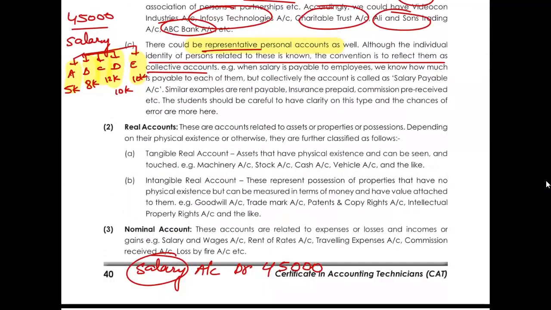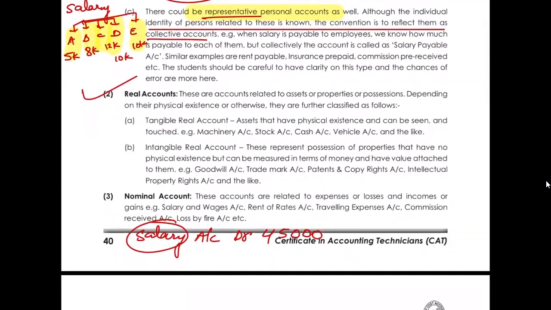Then we have the real accounts, where you have machinery, stock, cash, vehicle, etc. These are tangible, which you can see. Intangibles are the ones which you have but cannot see or touch. For example, your goodwill. You have a goodwill in the market.